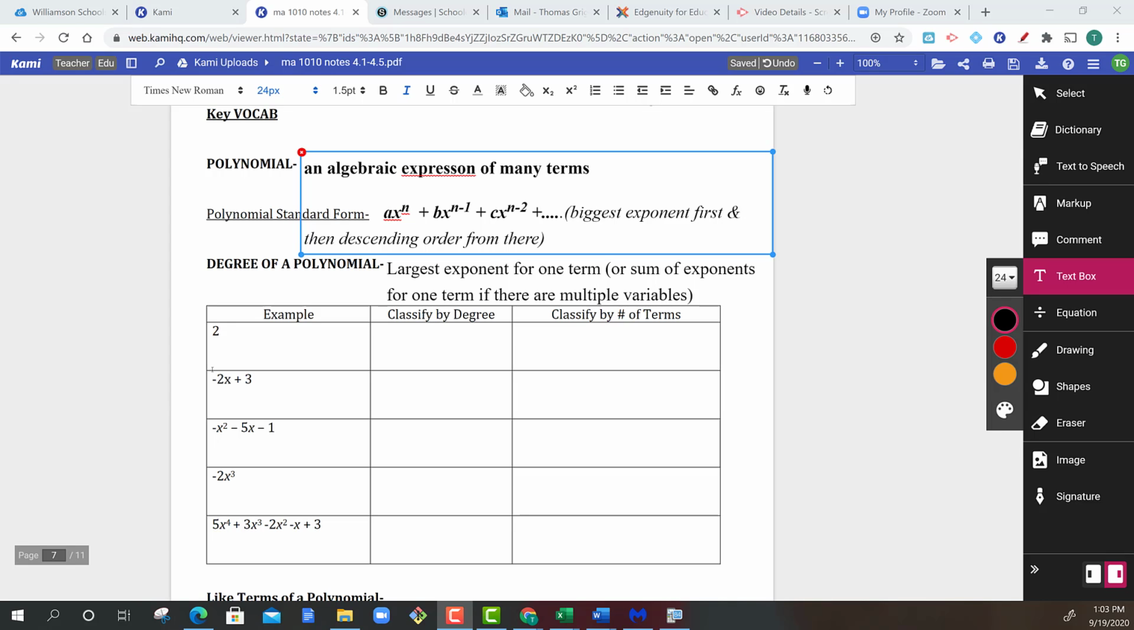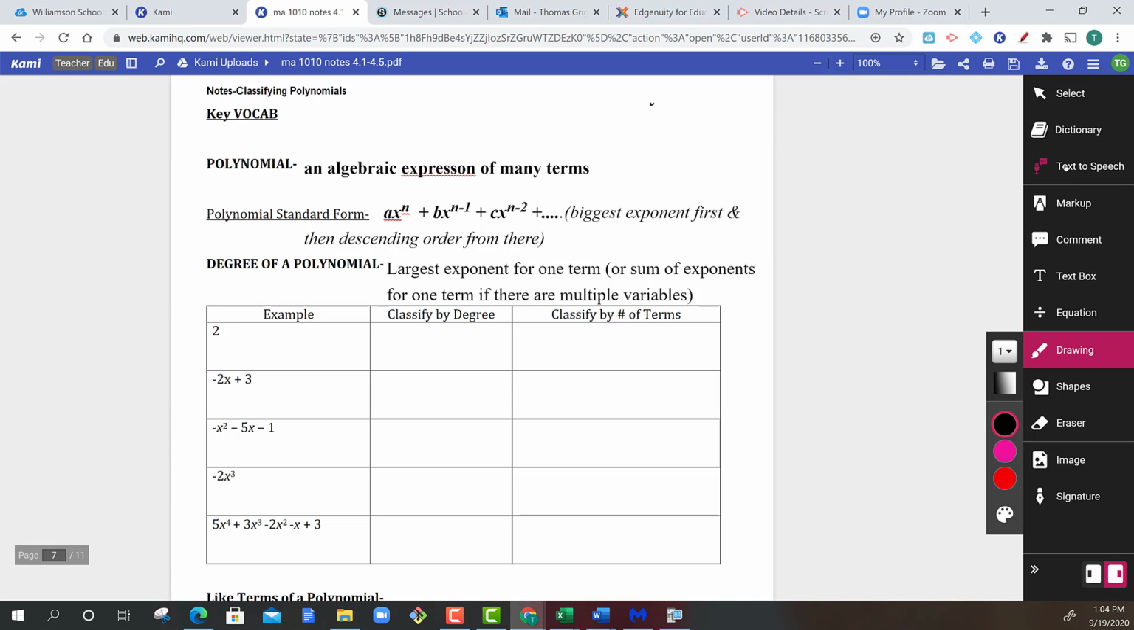And then finally, the degree of a polynomial, which we're going to look at often here, it's the largest exponent for any one term. And in some cases, if there are multiple variables in a single term, like a variable of x and a variable for y, then it's the sum of the exponents.